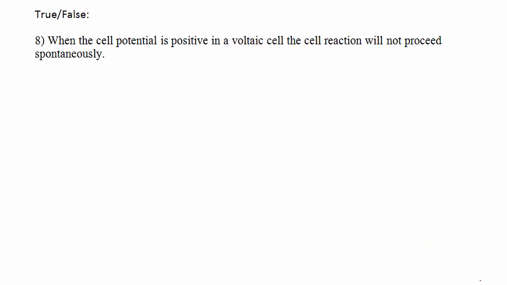All right, true or false? When the cell potential is positive in a voltaic cell, the cell reaction will not proceed spontaneously. That "not" is not correct, so that would give us false. If it weren't for that "not," if it said the reaction will proceed spontaneously, it'd be great. But negative would mean it doesn't occur spontaneously. Positive means it will.